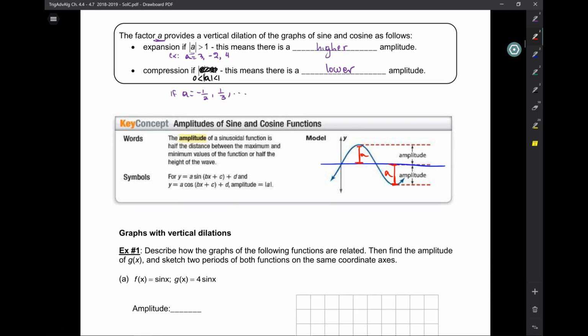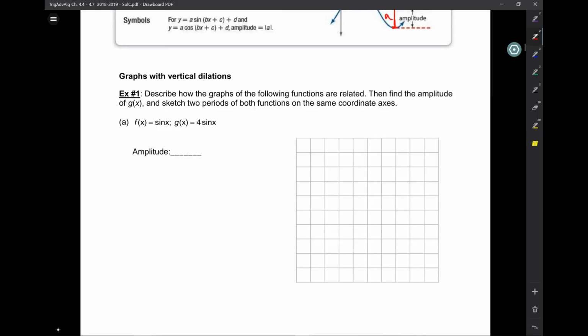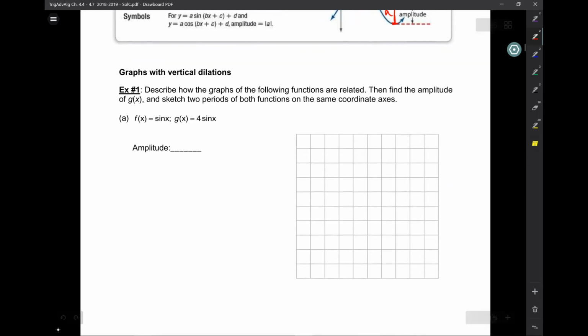All right, so here we go. Let's graph a few things that have vertical dilations. First, we're going to describe how these graphs are related. Then we're going to find the amplitude of G, and then we're going to sketch the graphs. I said here to sketch 2 periods, but I'm just going to do 1 today.